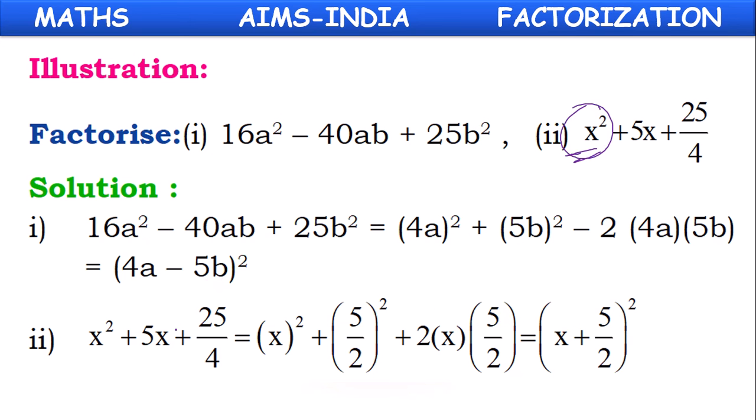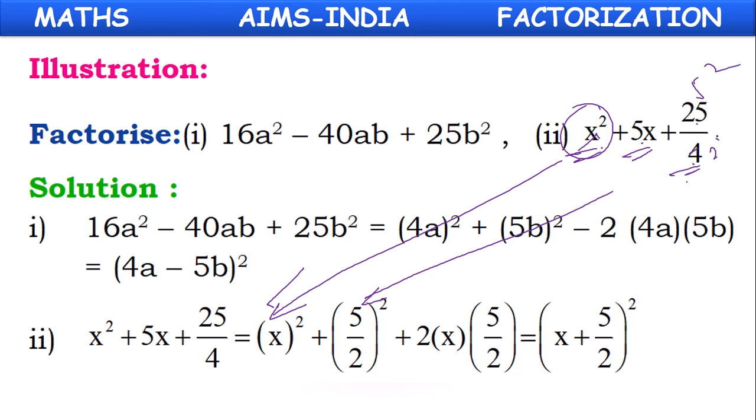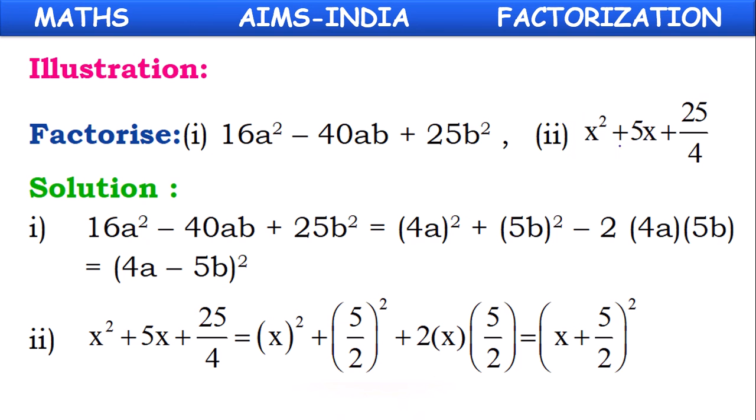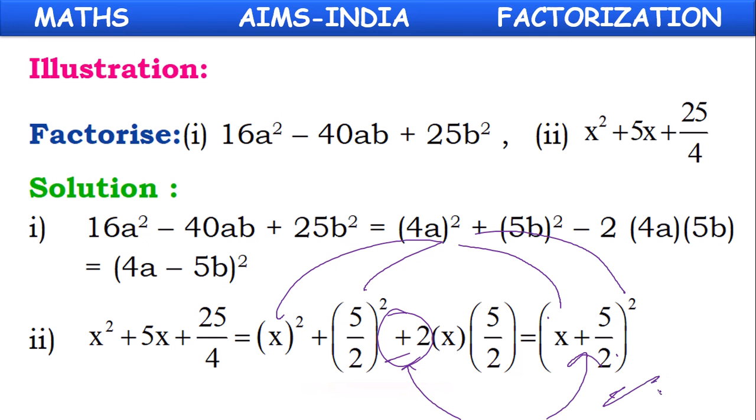Or this one, x square plus 5x plus 25 by 4. x square they have taken. Next 25 by 4 they have taken. 25 means 5 square, 4 means 2 square, 5 by 2 whole square. And the third term is 2 into square root of first term, square root of this second term, 2 gets cancelled, which is equal to 5x. Now what is the factor? Square root of first perfect square, square root of second perfect square, connected by the other term symbol, which is plus.